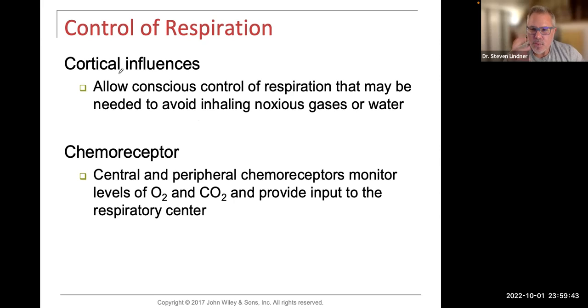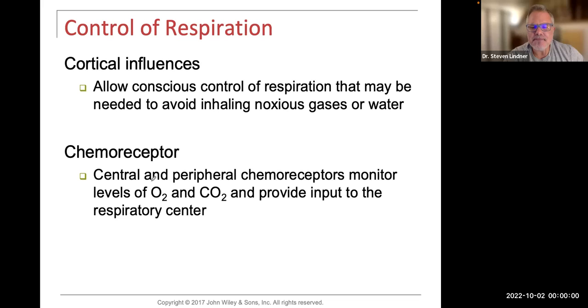So, using your brain, you could say, I'm going to hold my breath for as long as I can. That's conscious control over respiration. There's smoke and dust particles. I want to hold my breath for a little bit.